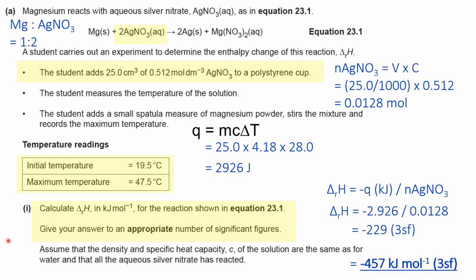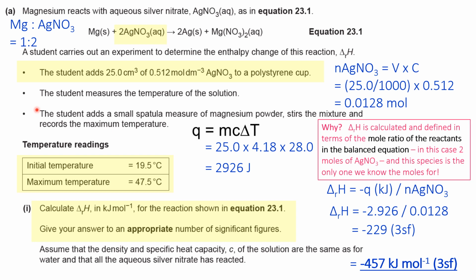So it says an appropriate number of significant figures. I'm going to choose 3 because in all cases you've got 3 sig figs for 0.512, 3 sig figs for 25.0, and for both my temperatures you have 3 sig figs again. So why did I have to multiply by 2? Well, it's a delta rH. It's not a combustion or a neutralisation in particular. It's a delta rH. It's a general reaction. So delta rH is calculated and defined in terms of the mole ratio of the reactants in the balanced equation. So in this case, it's going to be 2 moles of AgNO3. And this species is the only one we know the moles for. So we have to take that into account in our calculation.